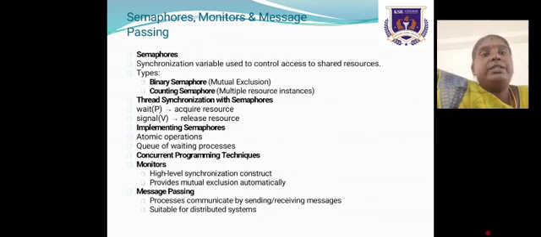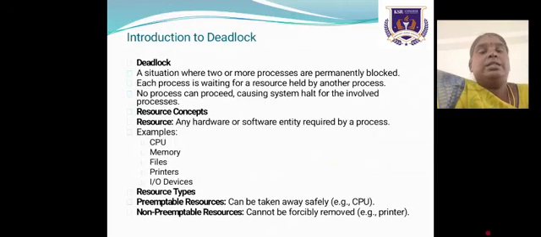Thread synchronization with semaphores: wait and signal. Wait is acquire resource. Signal is release resource. Implementing semaphores uses atomic operations and a queue of waiting processes. Concurrent programming techniques. Monitors: a high-level synchronization construct. Provides mutual exclusion automatically. Message passing: processes communicate by sending and receiving messages, suitable for distributed systems.